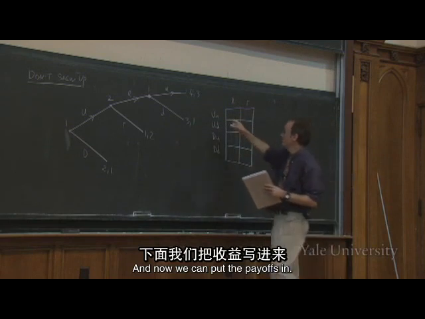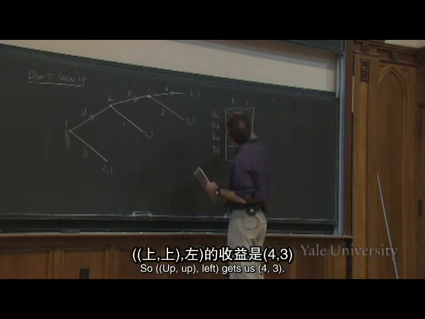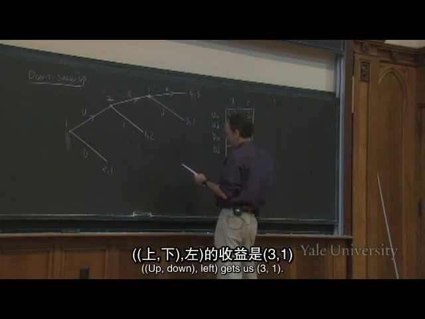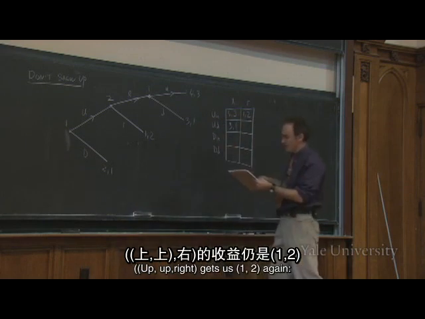And now we can put the payoffs in. So up, up, left gets us 4, 3. Up, up, right gets us 1, 2. Up, down, left gets us 3, 1.